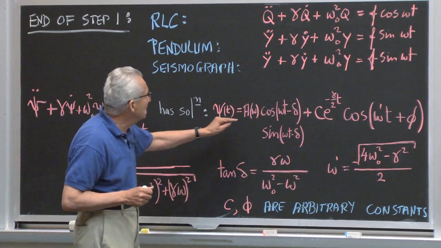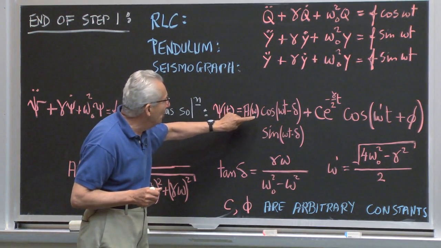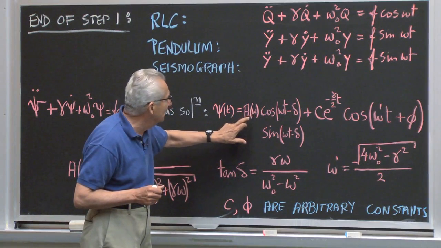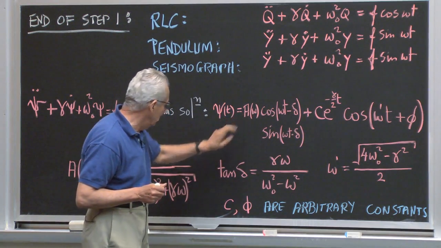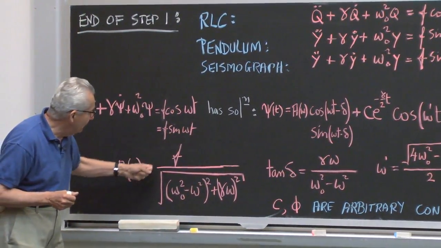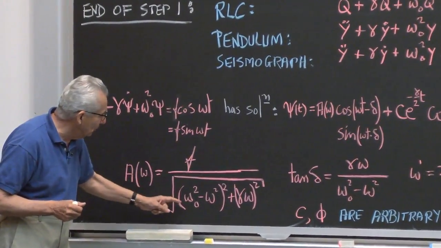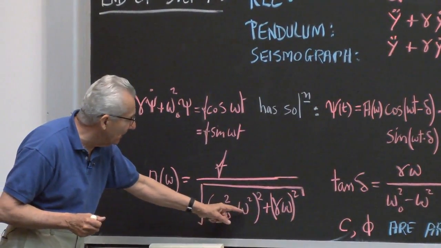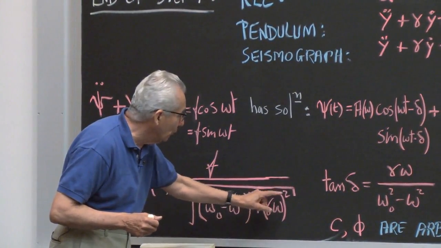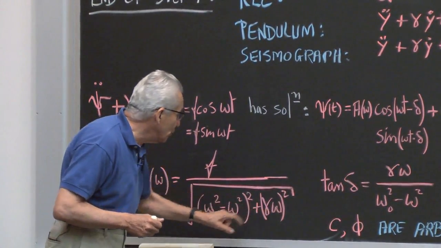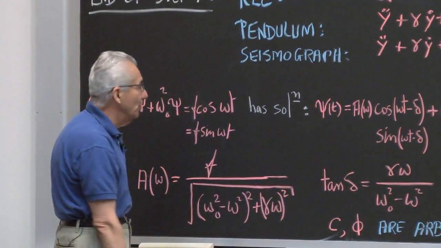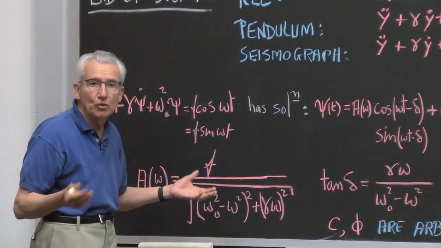For example, this A of omega depends on omega. This amplitude A is equal to f divided by the square root of (omega 0 squared minus omega squared) all squared plus (gamma omega) all squared. All these constants, omega, gamma, f, omega 0, are known in each of the problems.